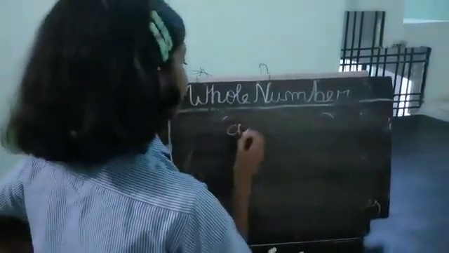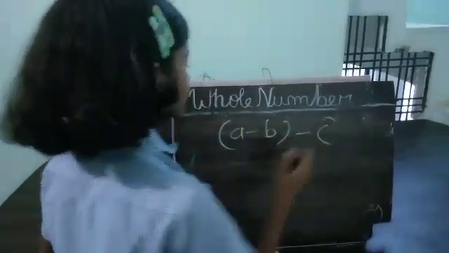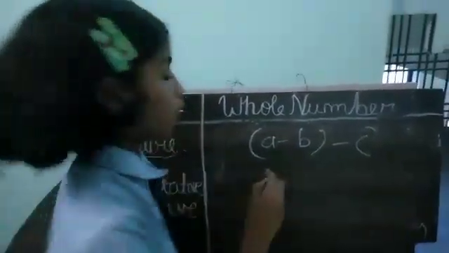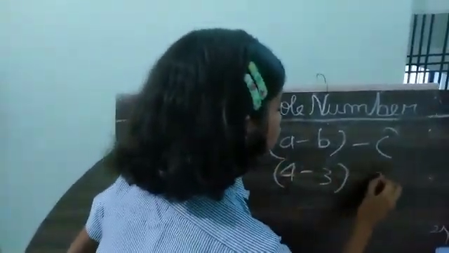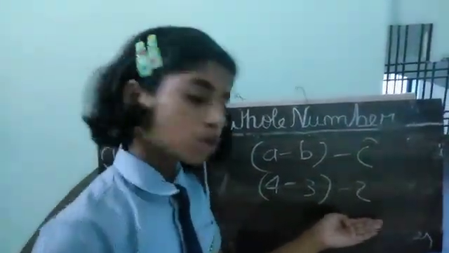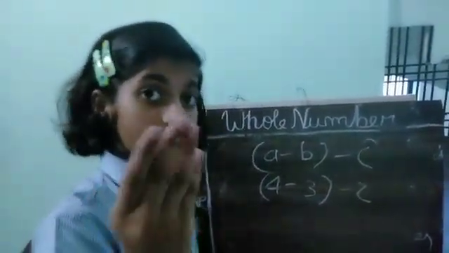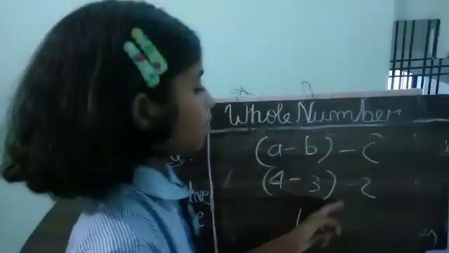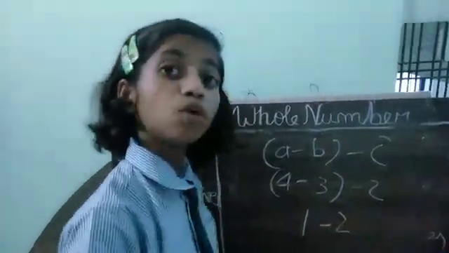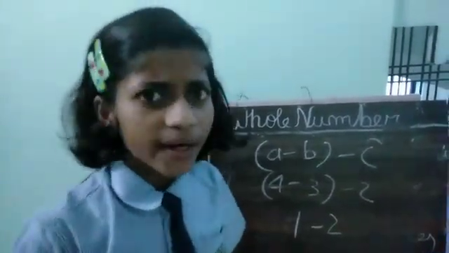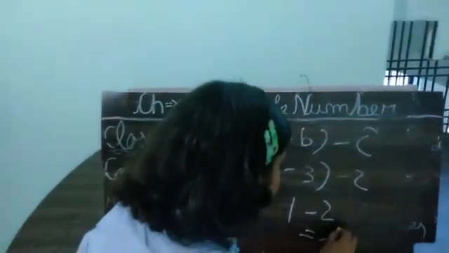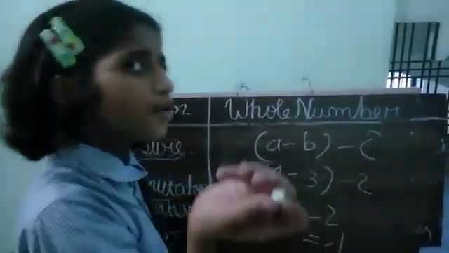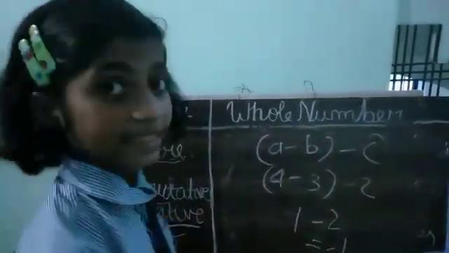Second is a minus b, bracket, minus c. The value of a is 4, the value of b is 3, the value of c is 2. 4 minus 3 minus 2. So 4 minus 3 equals 1. Minus 2. So 1 minus 2. The answer is minus 1. And these both are not equal. So this is our third property, the associative property.